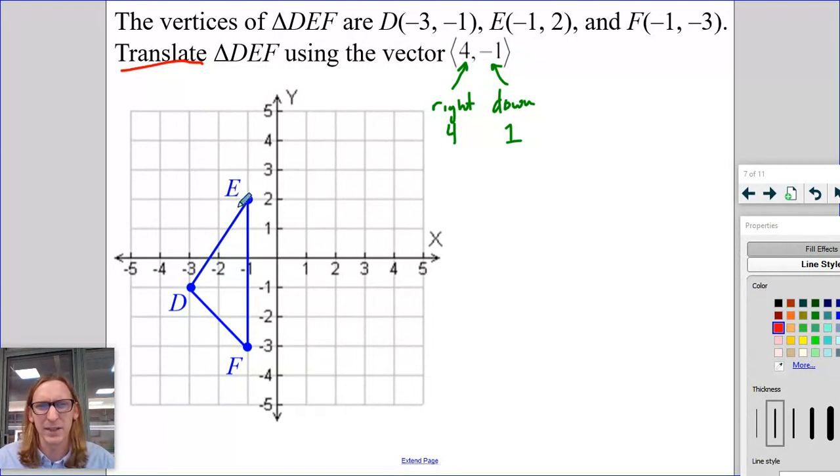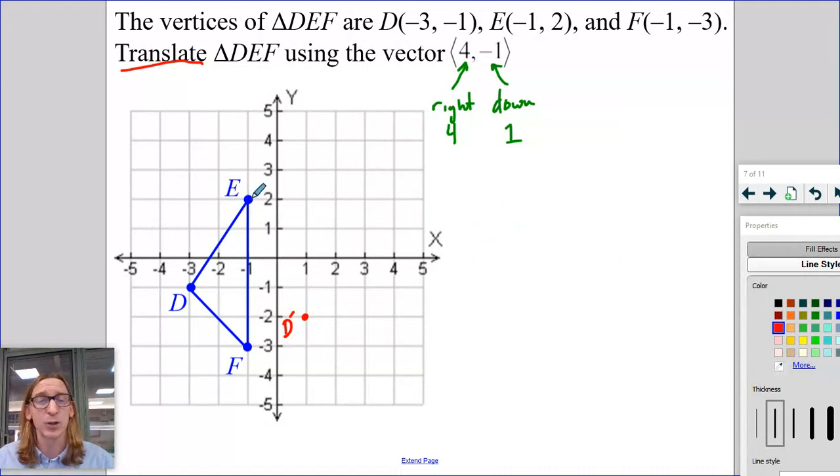Well, triangles have lots of points. They've got these 3 corners, but they have all the stuff in between. But the easiest thing to do is just take the 3 vertices, those are your angles, and move them according to this vector. So point D needs to move to the right 4, 1, 2, 3, 4, and down 1. I'll put a dot right there and label that point D prime. That's the new location for point D.